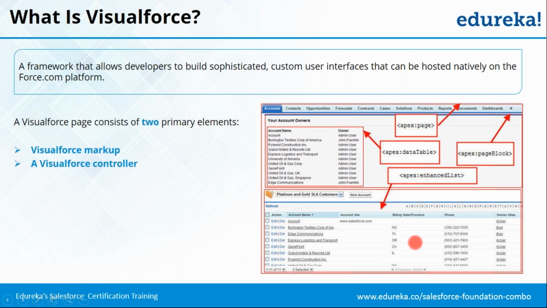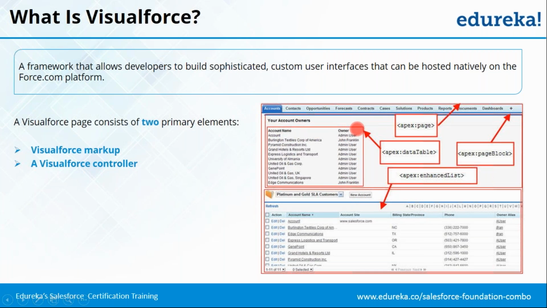If you see this image here, this is an example of a Visualforce page. It looks very similar to a standard page, but it's not quite the same. There are two different blocks here, one part of the page and another part. On the top part you have account owners, with two fields, account name and owner, and the list of records present in that object is all listed here.